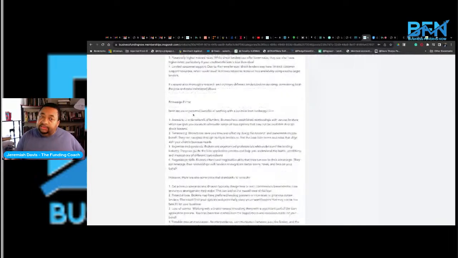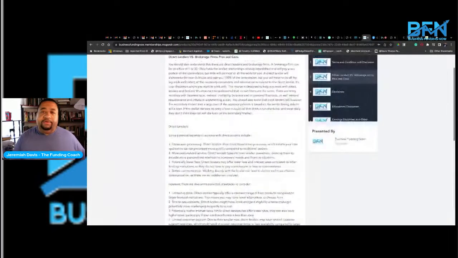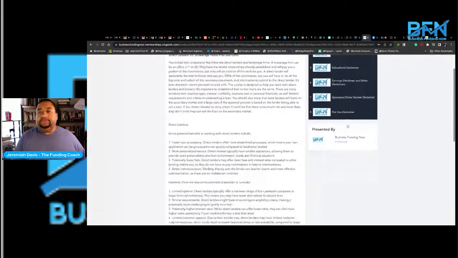There are benefits that make it better for you to work with a brokerage firm rather than a direct lender, but there are also some cons that come along with that. But you're going to learn that as well, right? We have our disclaimer, our education disclaimer, your earnings disclaimer, sponsorship, so all the fine print, okay?